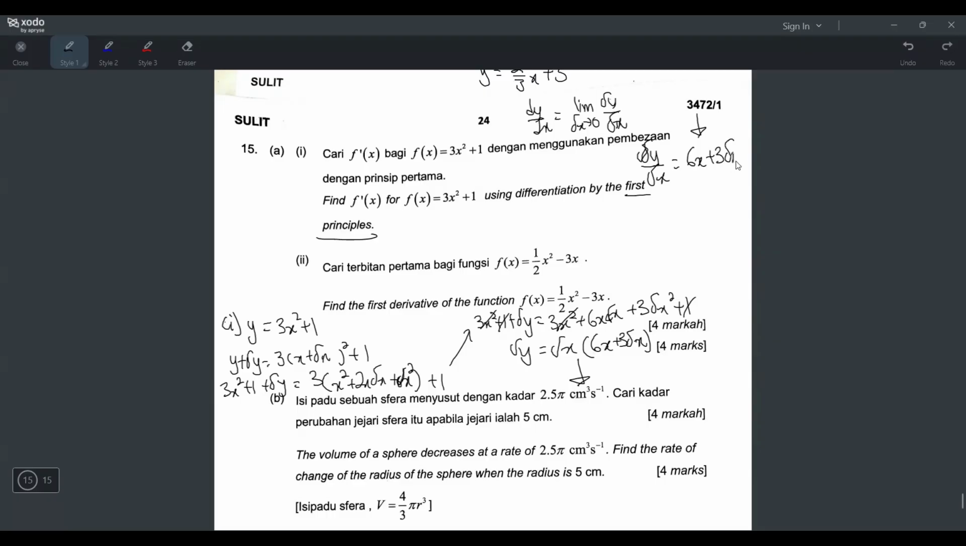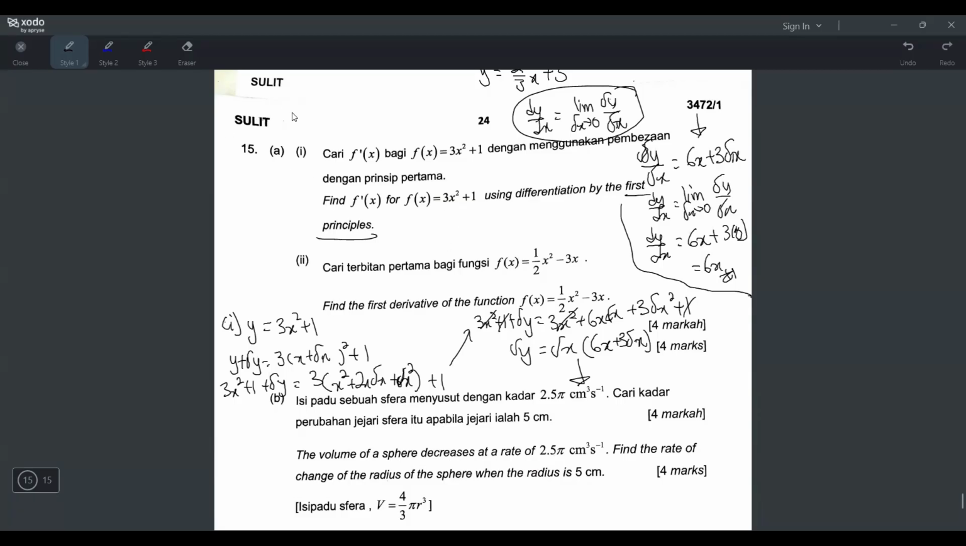And this is when you will use this formula. dy/dx is the limit as delta x approaches 0 of delta y over delta x. What you are doing is, if you want to find dy/dx, you just substitute delta x to get 0. So it becomes 6x plus 3 times 0, which is 0. So the answer is 6x. So this is your answer, right? Okay, 6x. Okay, so this is how you do the first principle method.